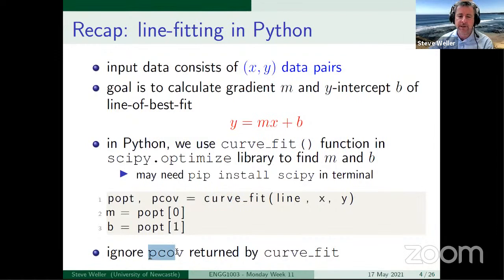The important thing to recognize for this course is that sometimes, and this is a perfect example, a function such as curve fit might return two, three, four arguments, and we're only interested in some of them. So it's necessary to call the function appropriately. In this case, it's got two return arguments, and we just ignore the one that we're not interested in.